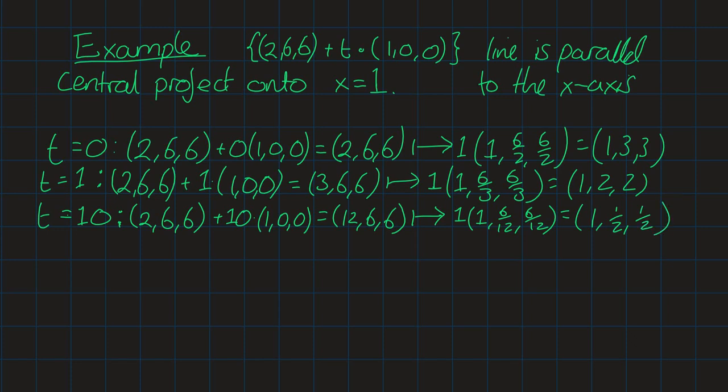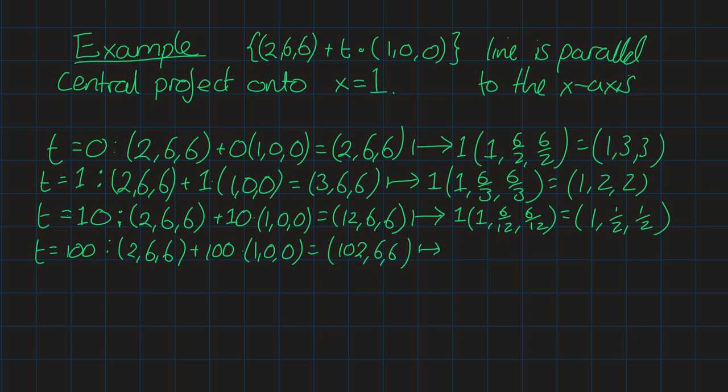Let's do even bigger. Let's do t equals 100. So this is (2,6,6) plus 100 times (1,0,0), which is (102,6,6), which gets mapped to (1, 6/102, 6/102). If you work this out, I think this is (1, 1/17, 1/17).